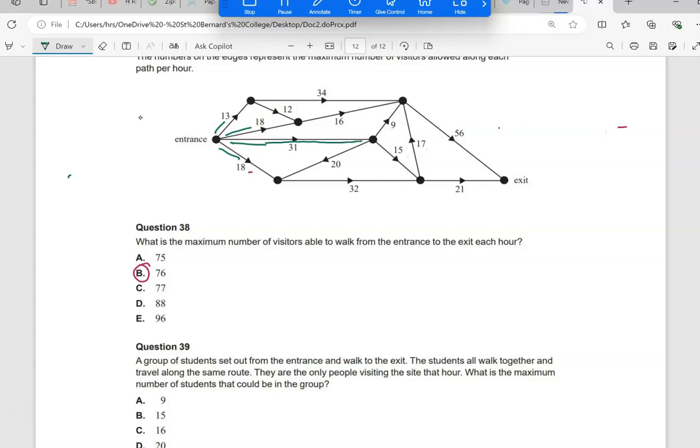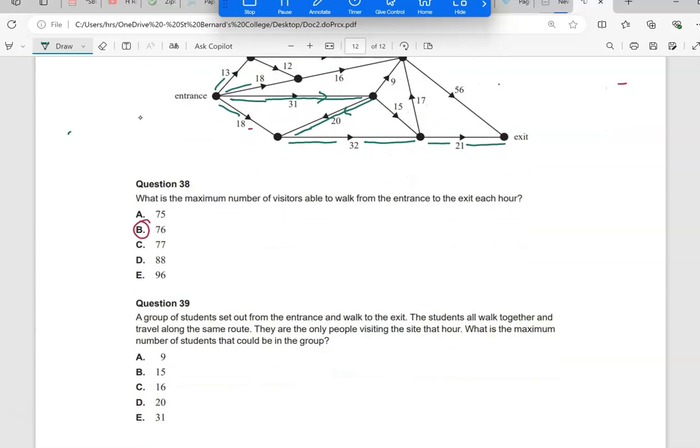So I push through 31, and now the biggest way they could go is this way. So then I'm down to 20. So I can only put 20 through. So already my group has dropped. But I can push 20 through here, and I can push 20 through there. So the biggest group is going to be 20.